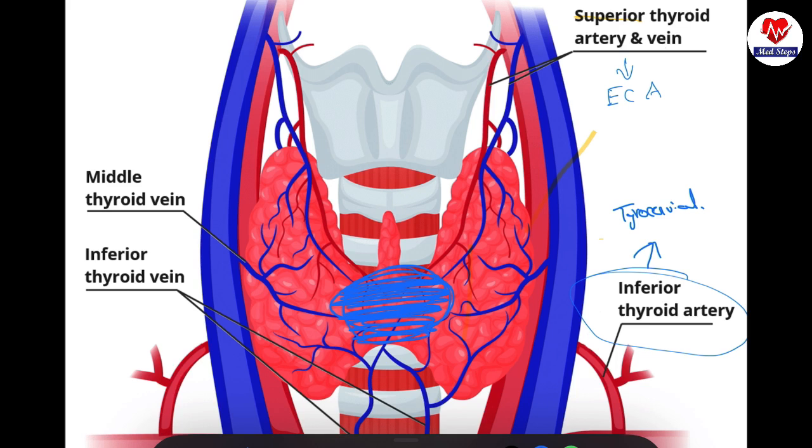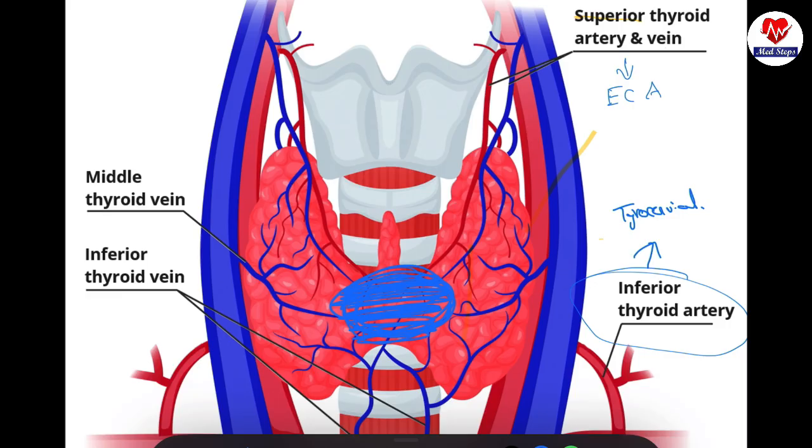Sometimes a patient may have a thyroid ima artery, seen near the isthmus or pyramidal lobe. The thyroid ima artery is very rare but important as an anomaly, because during surgery, if you are not suspecting it, the patient can get too much bleeding complications.